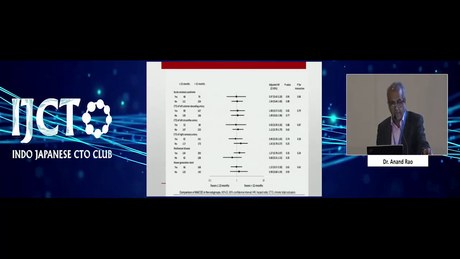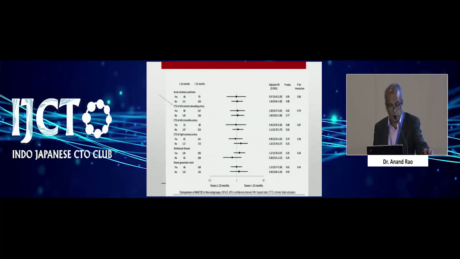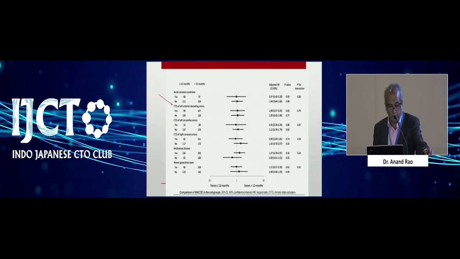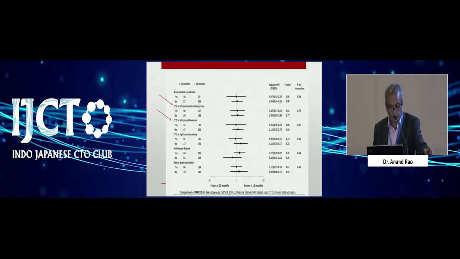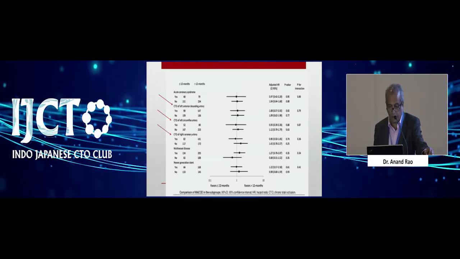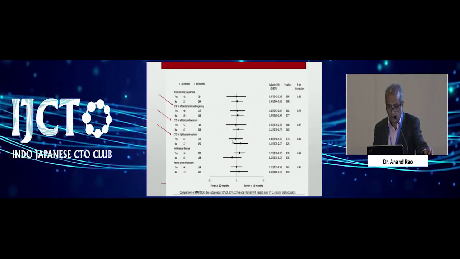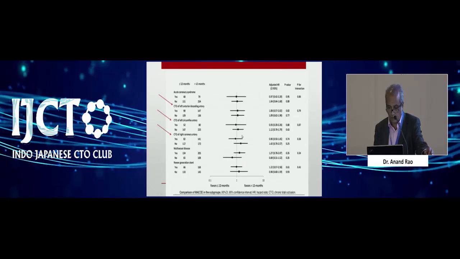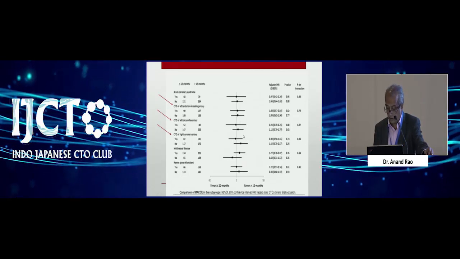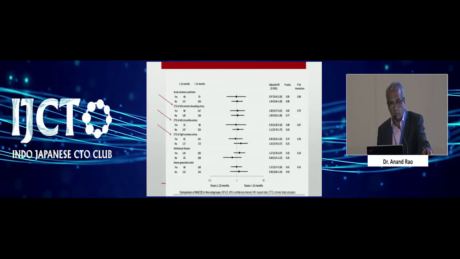In fact, they analyzed it artery-wise also, when they looked at the CTO of LAD versus CTO of circumflex and CTO of the right coronary artery. Look at this curve, more or less, they are all in the center. Some favored 12 months, some favored 6 months. So it was concluded by this study that with 6 months or 12 months, the outcomes more or less are the same.